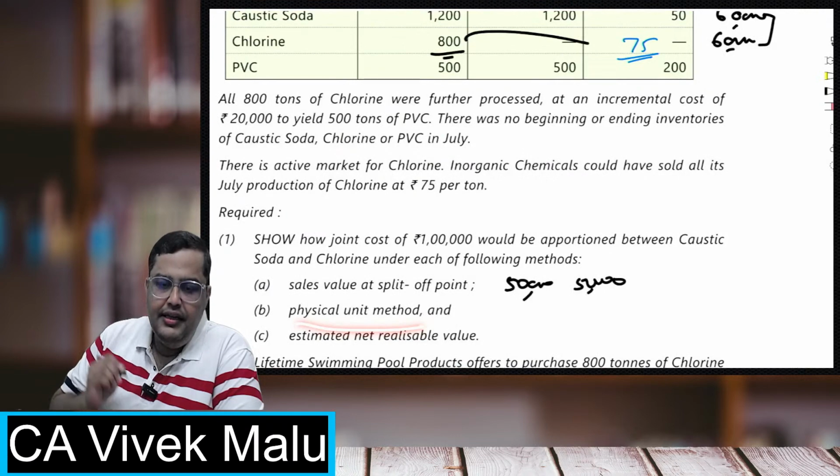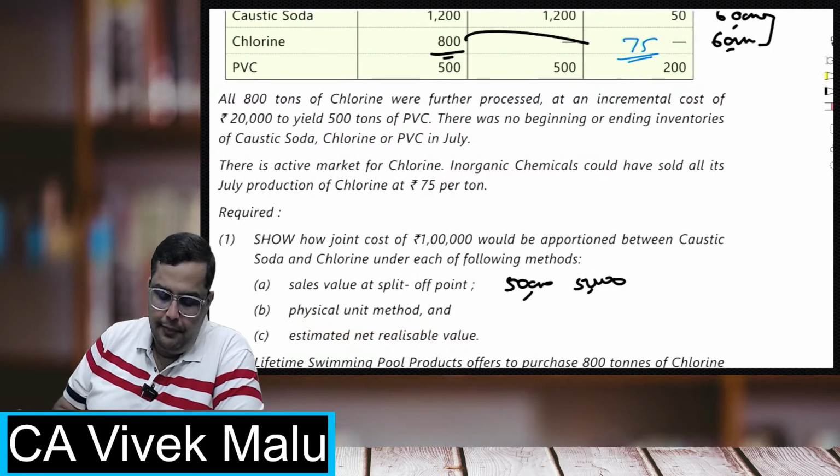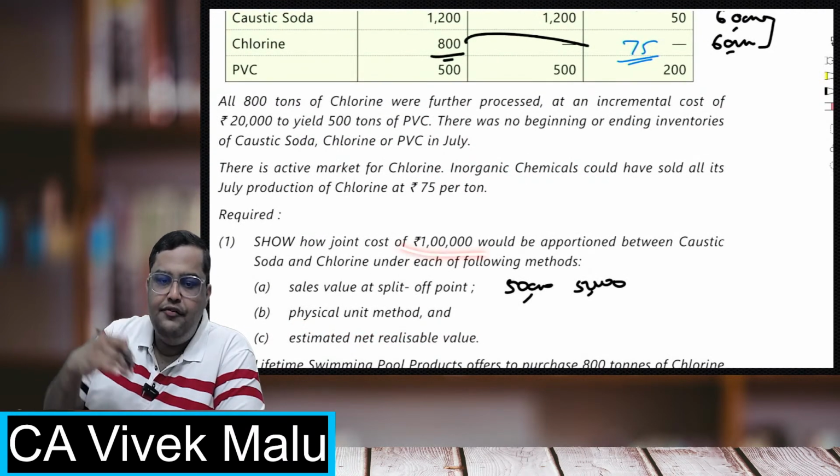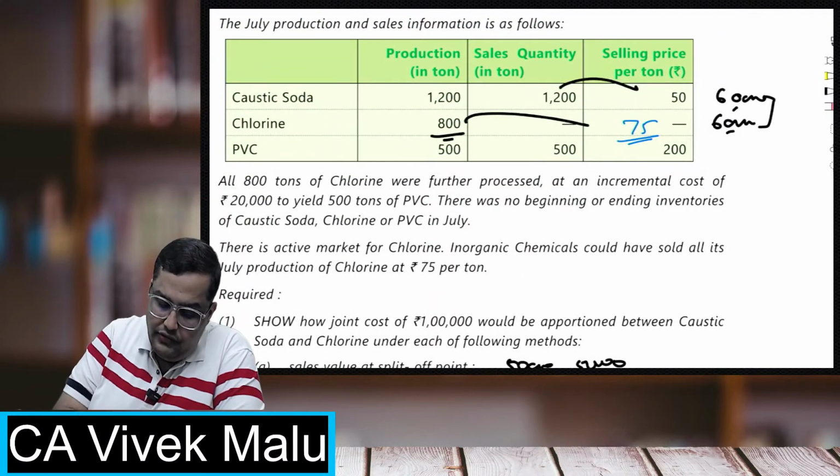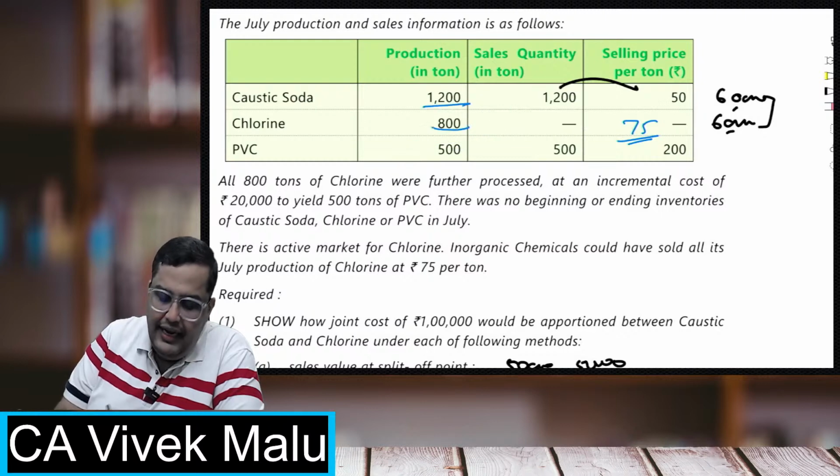The second method he has suggested is the physical unit method. So if I have to divide this 1 lakh by the physical units method, now what will happen? What are the physical units? It's very simple. The physical units are 1200 tons and 800 tons, right?